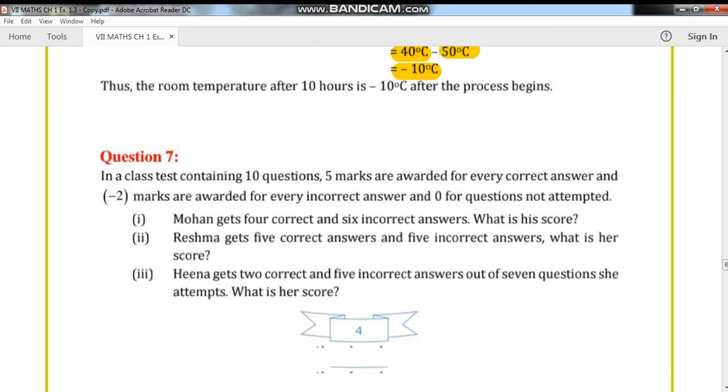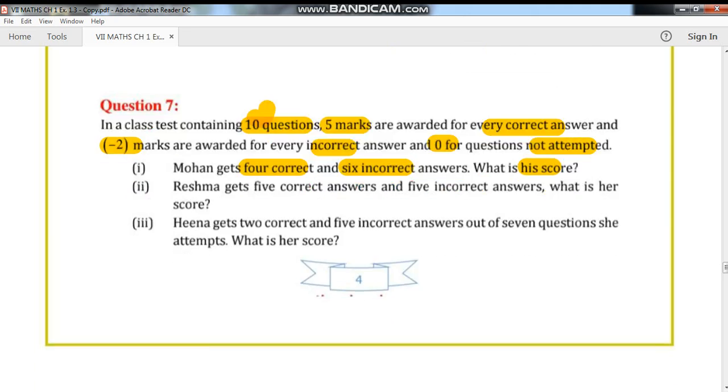Coming to question number 7, it is said that a class test is conducted in which there are 10 questions and 5 marks was given for every correct answer and minus 2 marks were given for every incorrect answer and 0 marks are given for not attempting the question. Now Mohan has scored 4 correct answers and 6 incorrect answers, and we have to find out his score. Now 4 plus 6 is 10, so he has attempted all the questions.